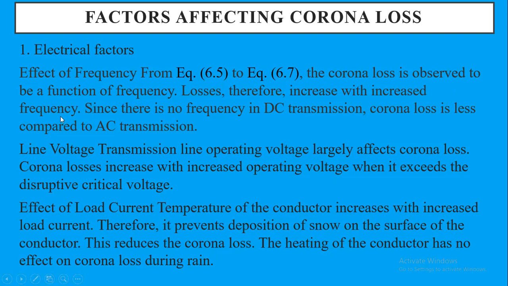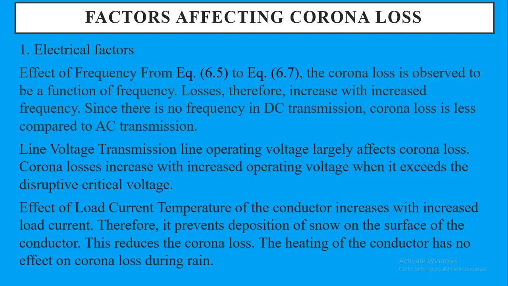Therefore, it increases with the increase of frequency, since there is no frequency in DC. That's the main point. If the frequency is increased, or we deal with an AC transmission system, there is the availability of corona effect or corona loss. Similarly, in a DC power transmission system there is no concept of frequency, so there is no corona loss, or the impact of the corona effect is less compared to an AC transmission line. So the corona loss is less as compared to an AC transmission line.